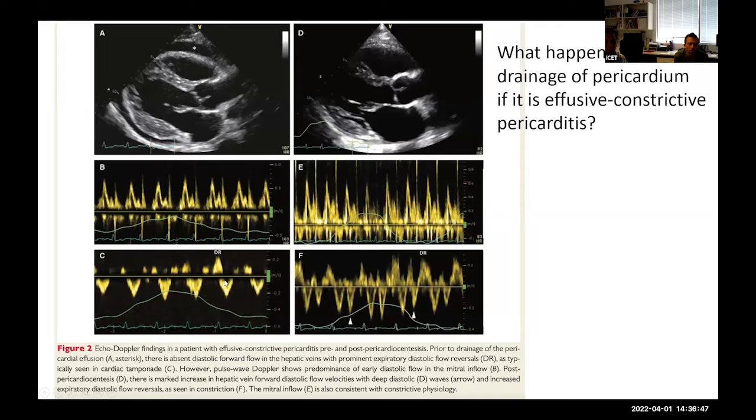And then what happens after you actually drain the effusion, but you're still left with constrictive pericarditis? In E, the mitral inflow is still restricted. Your E wave is greater and your EA ratio is probably pretty close to 2. And in F, you have restoration of the diastolic forward flow in the hepatic vein, but then you still have marked expiratory diastolic flow reversals.